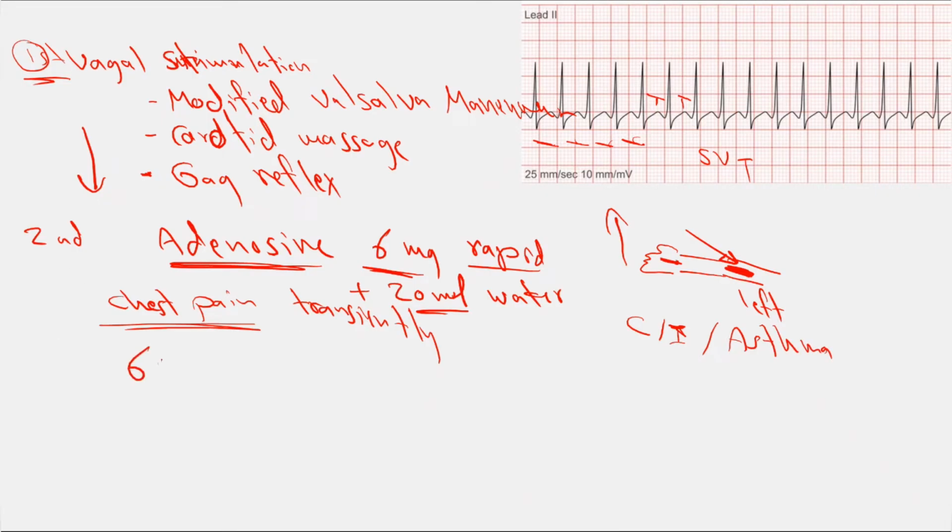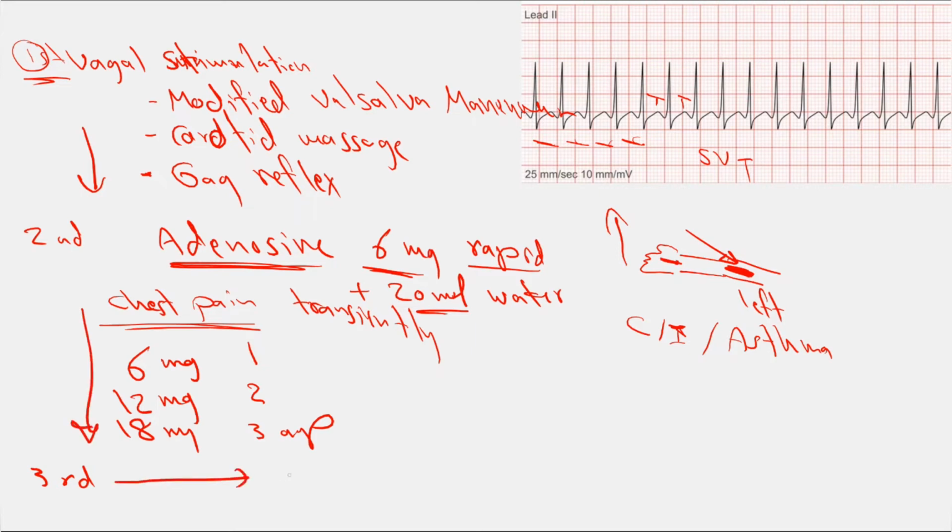So you give 6 milligram. If not responded after 1 or 2 minutes, you can give 12 milligram. If not responded, you can give 18 milligram. So 1 ampoule, 2 ampoule, 3 ampoule. If the patient has not responded, then you go to the third stage. In the third stage, you give either a beta blocker or a calcium channel blocker.